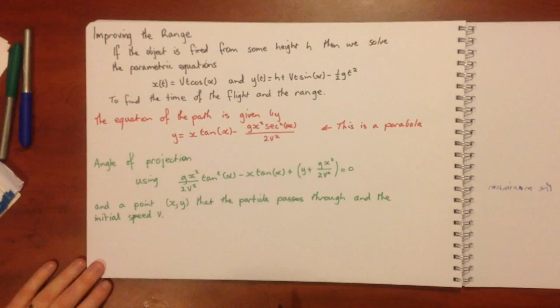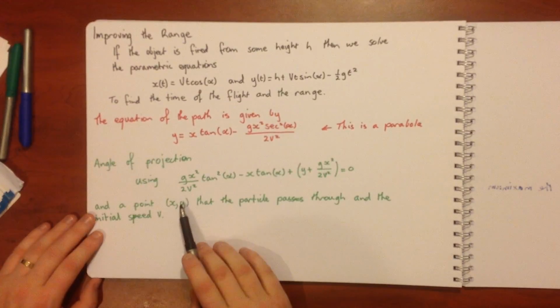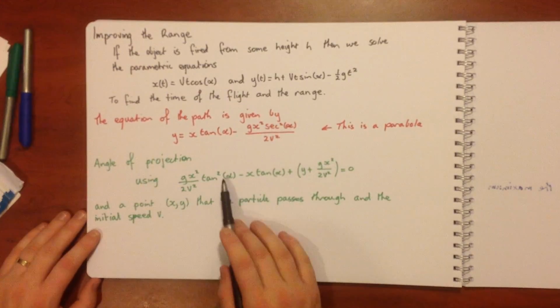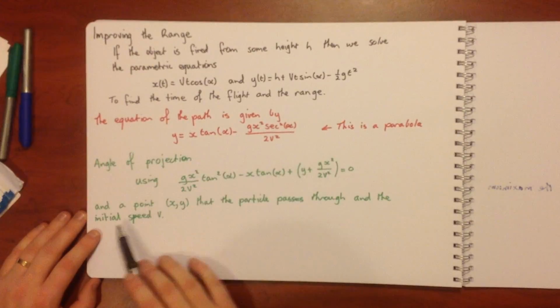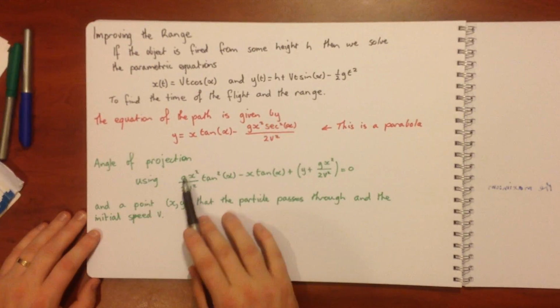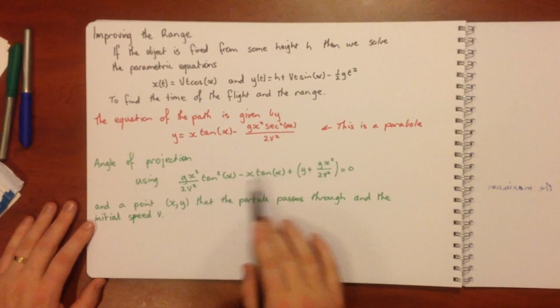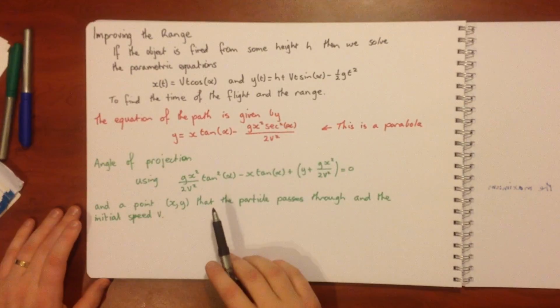Oh, that's correct. So what we need is this equation, and we'd also need a point x, y that our particle passes through. So we get these values. We'd also need an initial speed, so we've got v, and we know g. That way all our unknowns are given to us apart from our value of alpha, so we could find our angle.